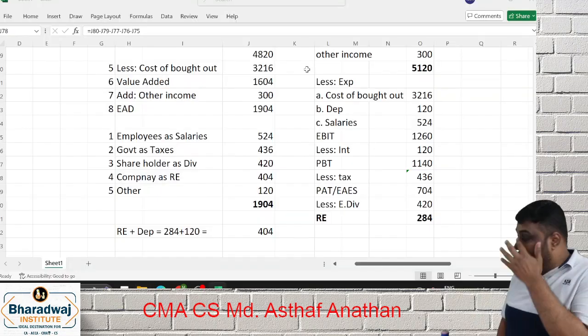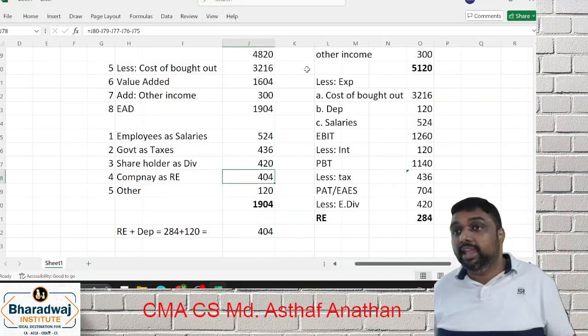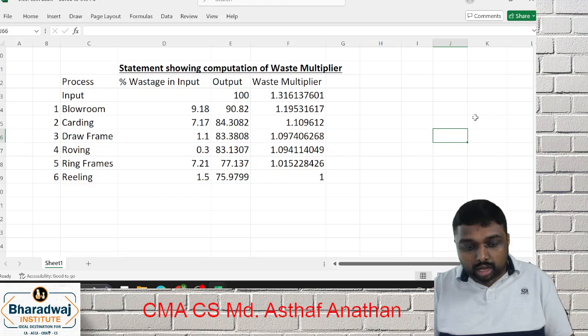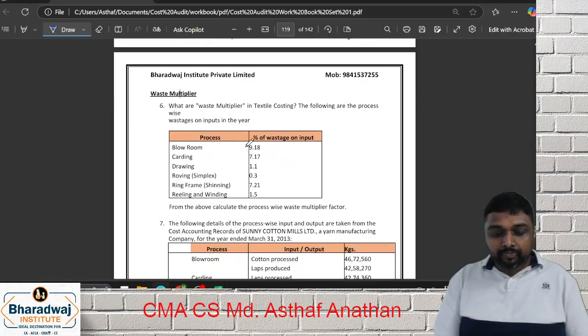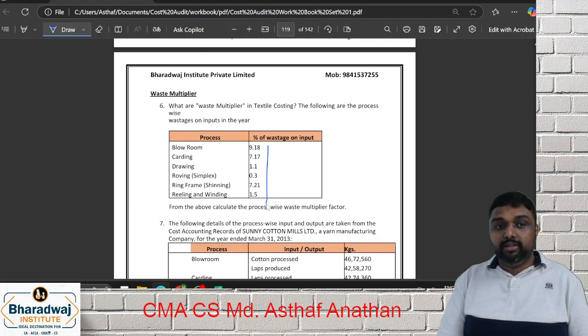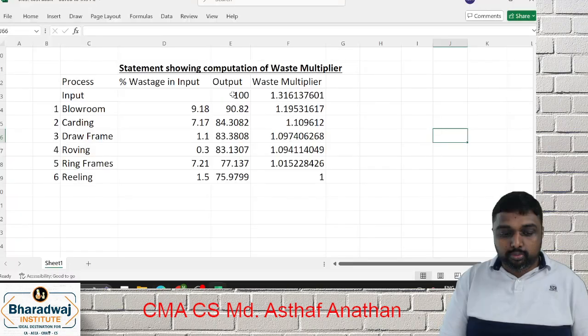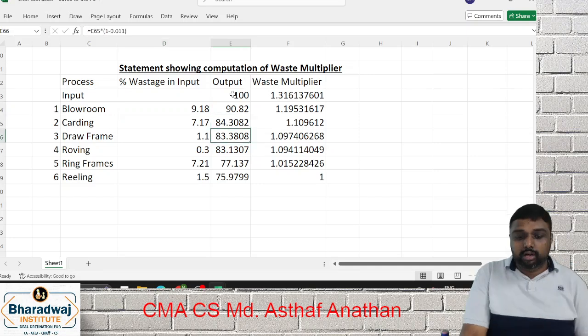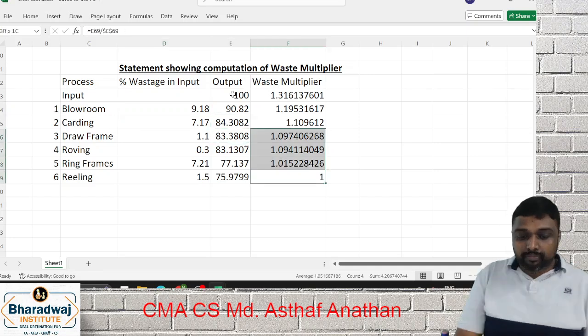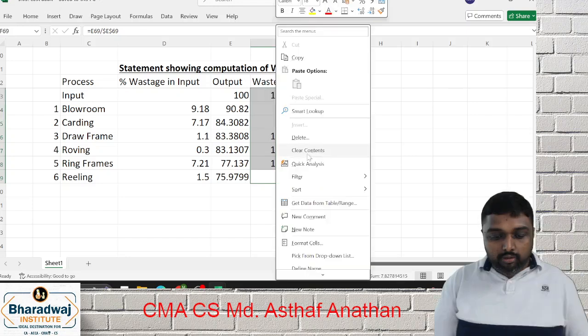Very easy. If it comes for 7 marks, we can easily score. See, this is the question we are discussing right now. We have to put 100. So if you put 100, what is the percentage of waste? 9.8. You have to reduce it to 90. Again, next waste you have to reduce. Once you get this data, now comes the computation of waste multiplier. How will you compute, friends?